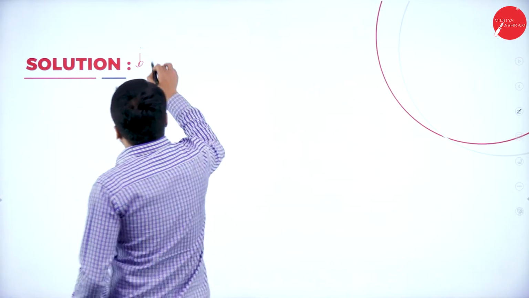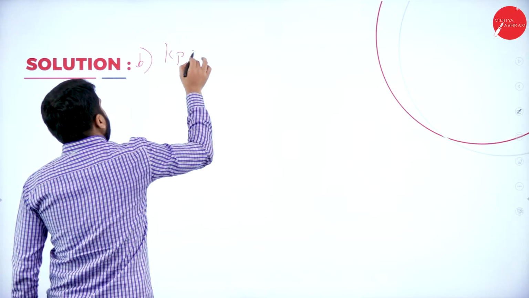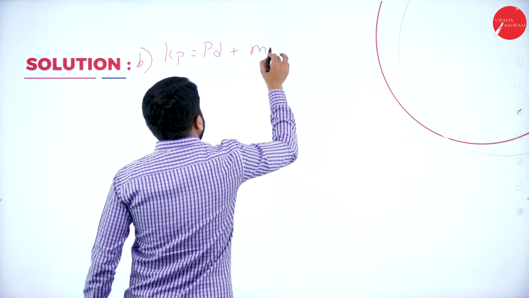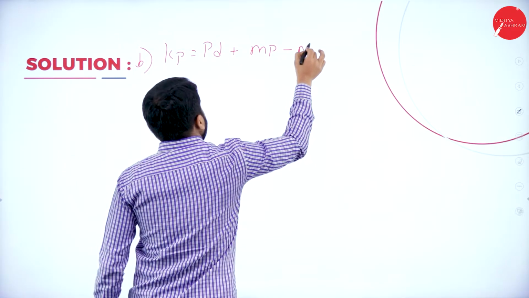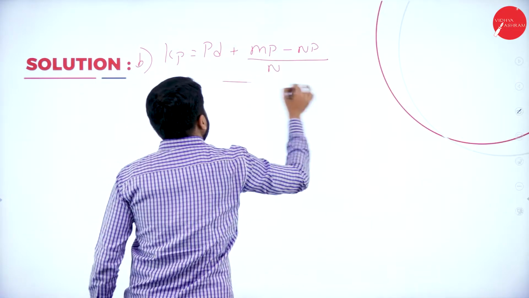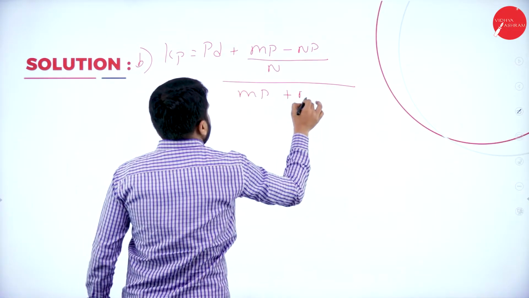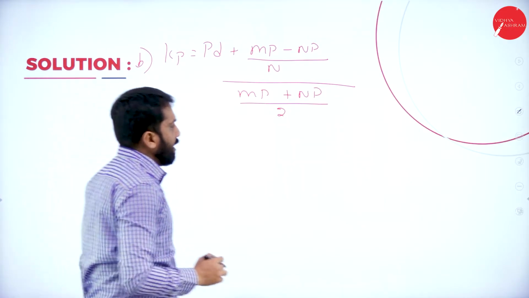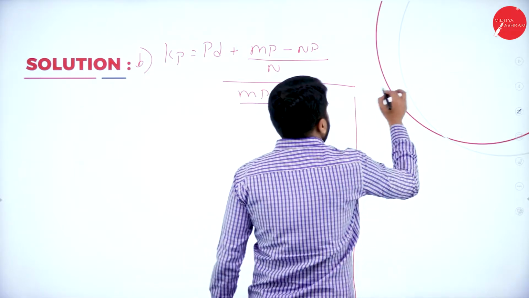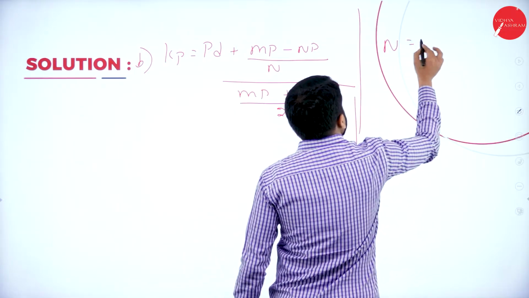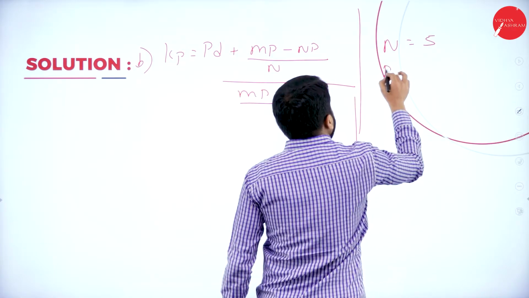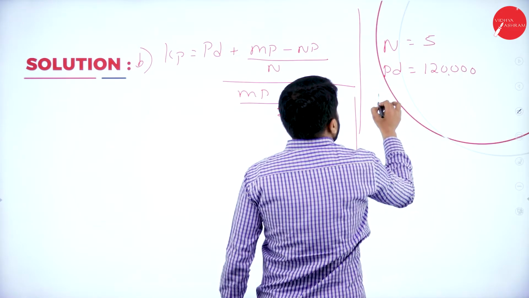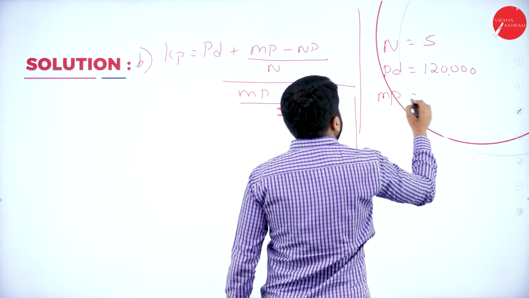B. What is the formula? Formula is KP is equal to your preference dividend plus MP minus NP divided by number of years, whole divided by MP plus NP divided by 2. This will be your formula. Now, we will find out what is your N. Number of years is 5 and PD, 1 lakh 20, will not change.